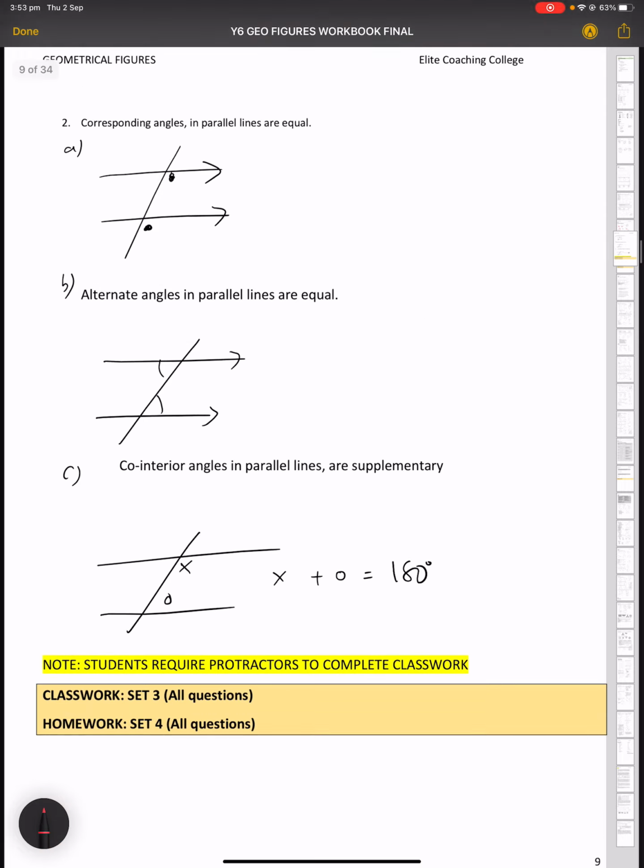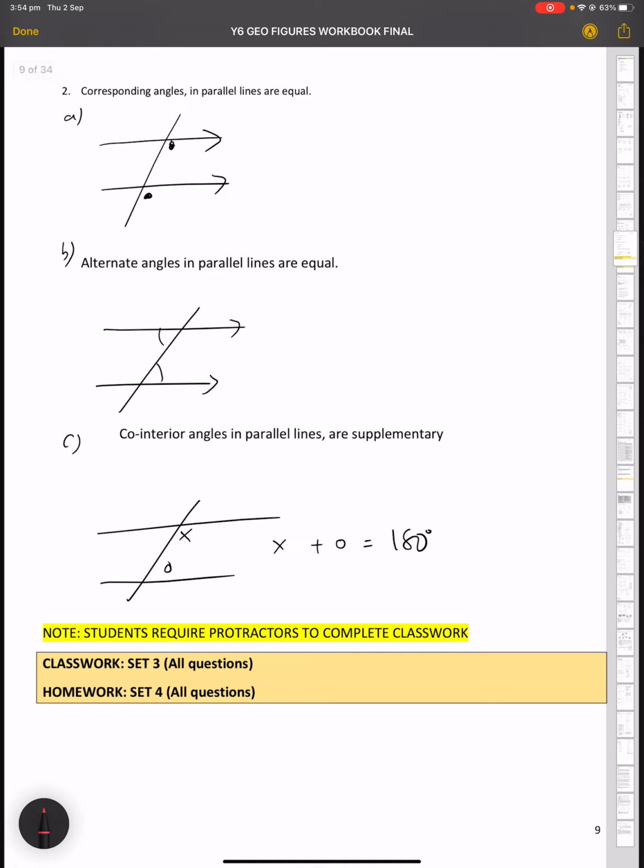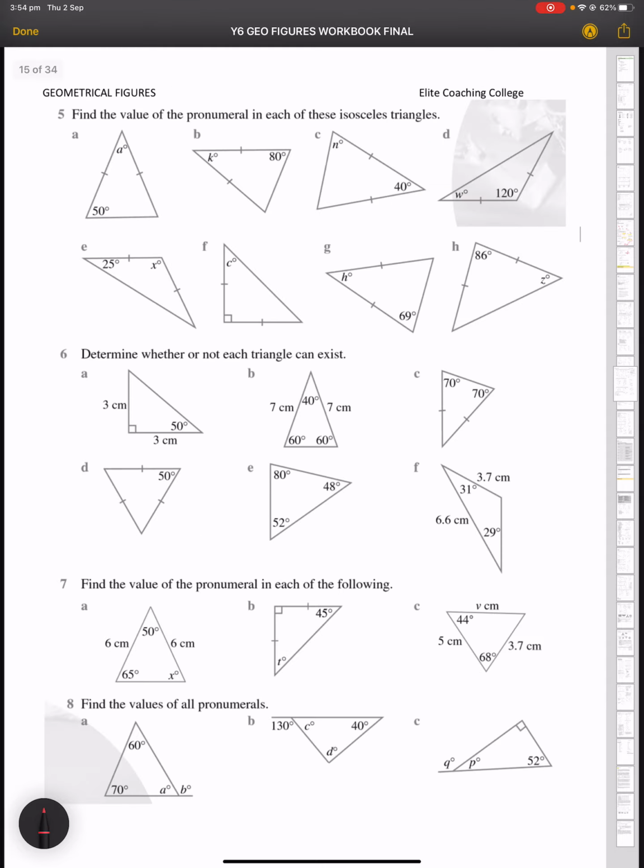Okay, let's go through some of these names here. Corresponding angles. Okay, you have 2 parallel lines. So here's 2 parallel lines. You have a line that goes right through them. These 2 angles are also equal, and these are called corresponding angles. So let's say that one was 110 degrees. This will also be 110 degrees.